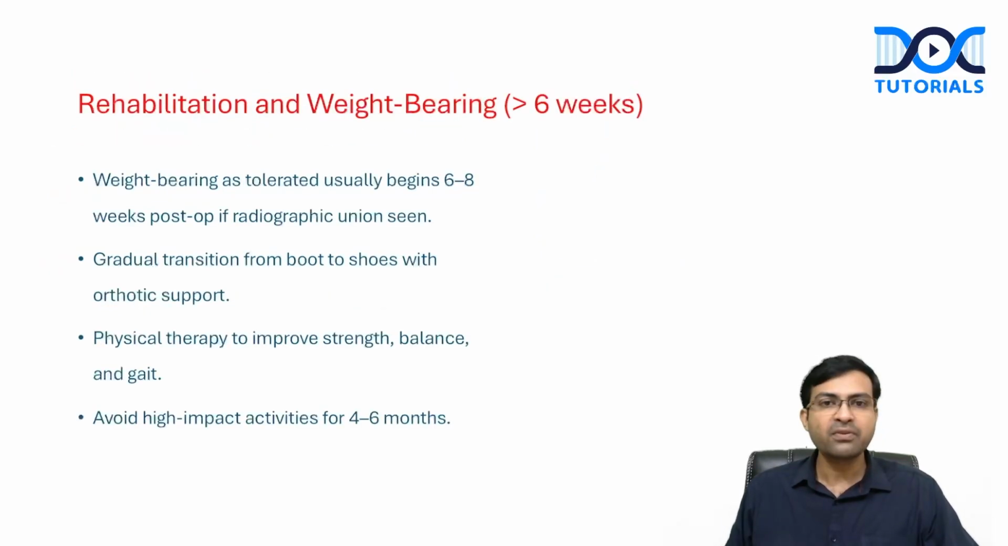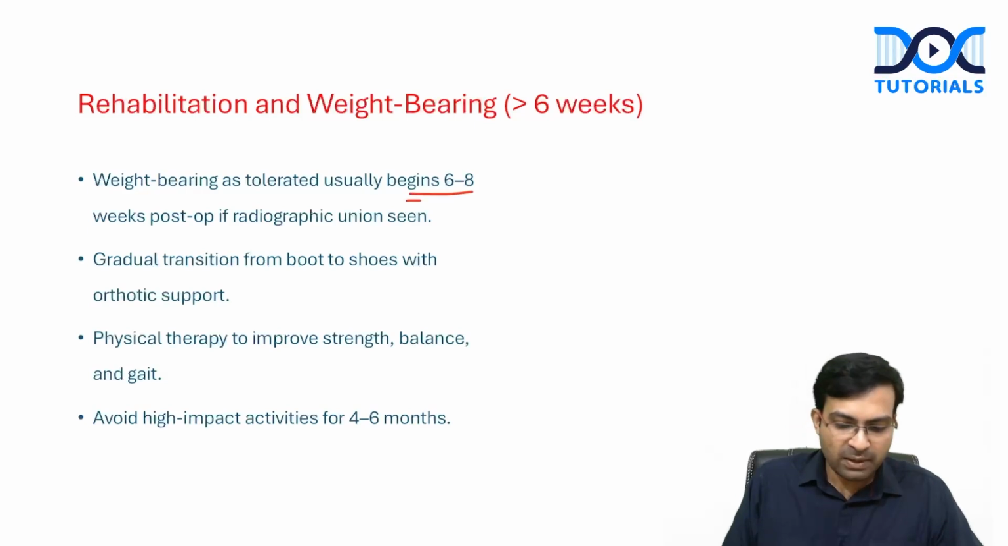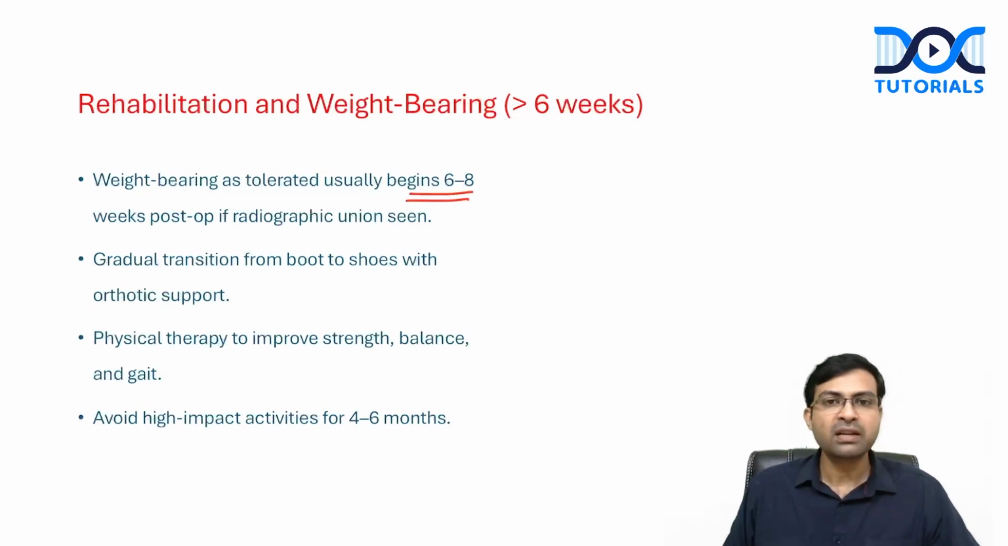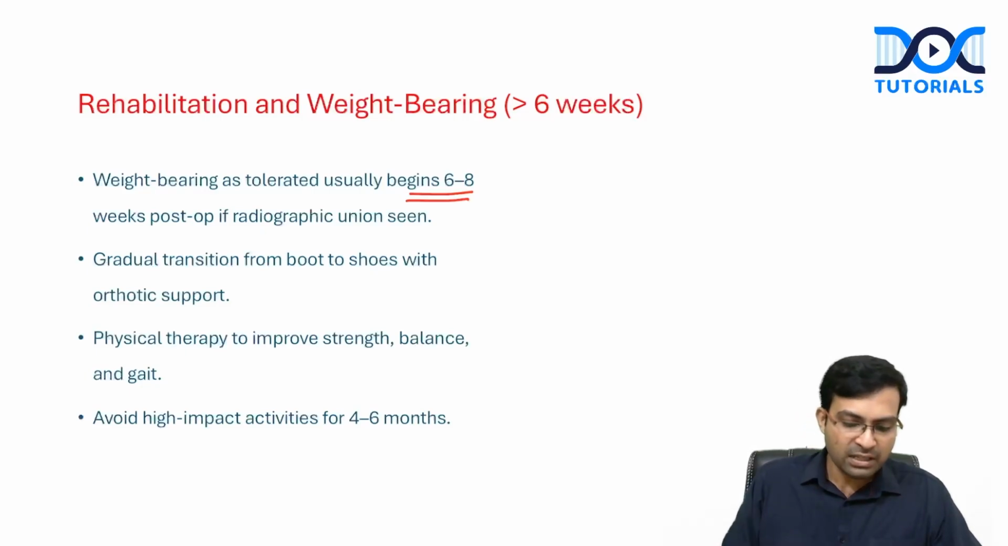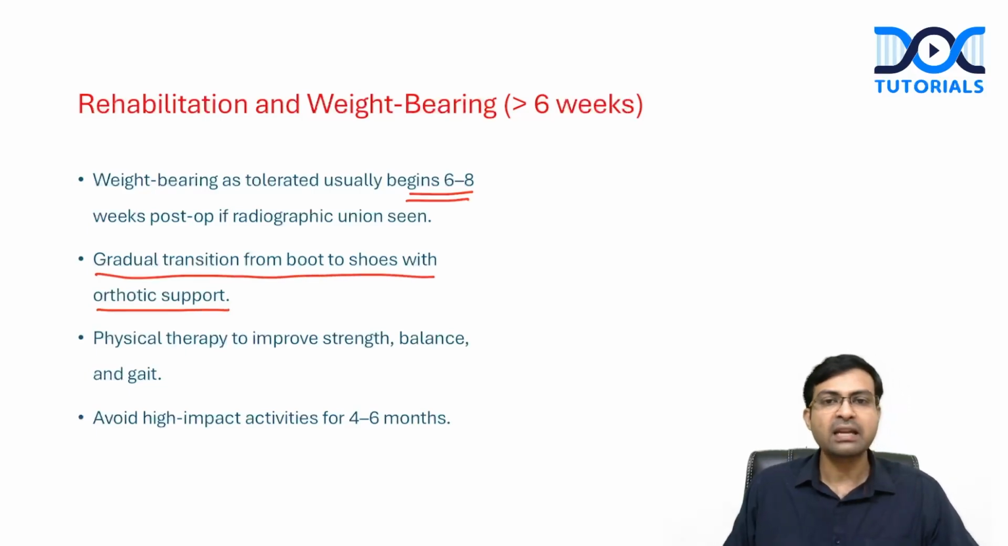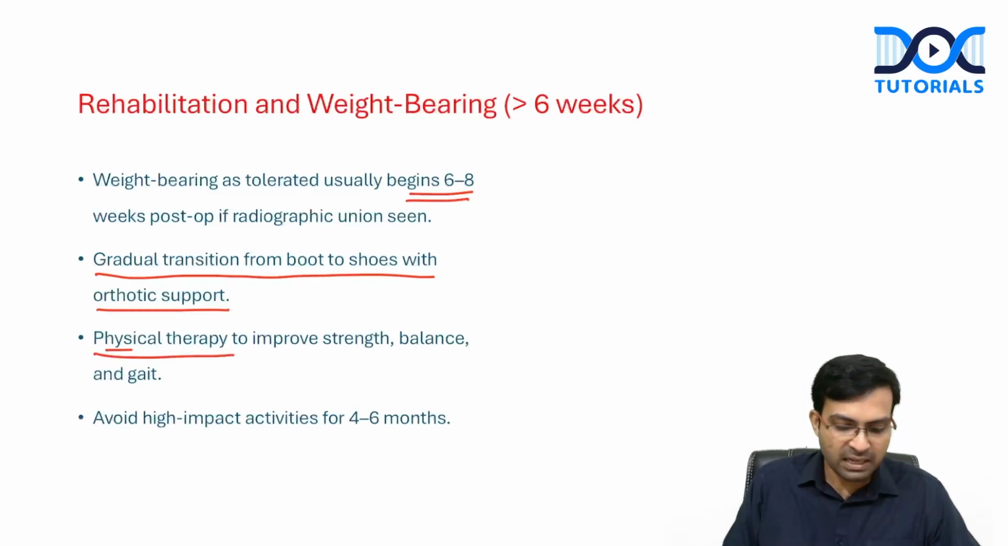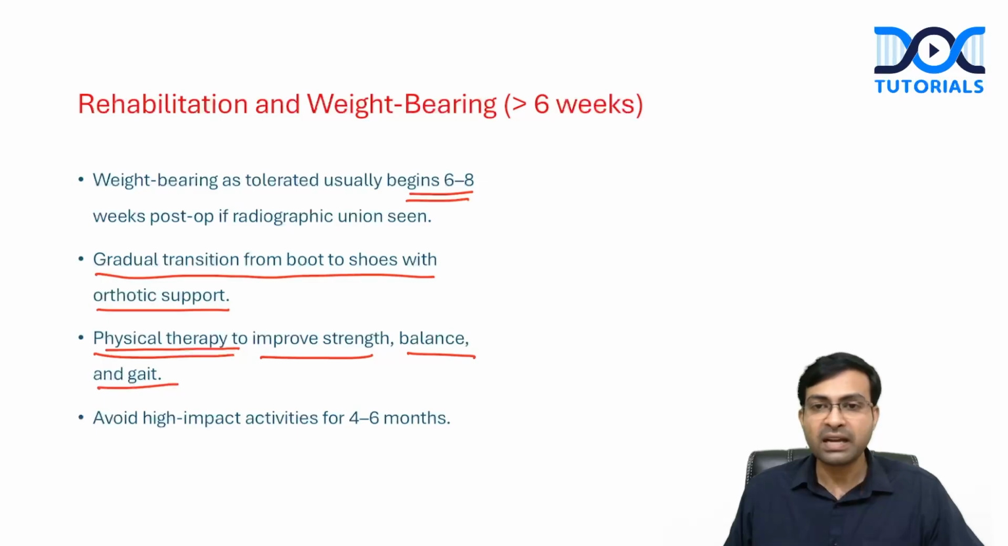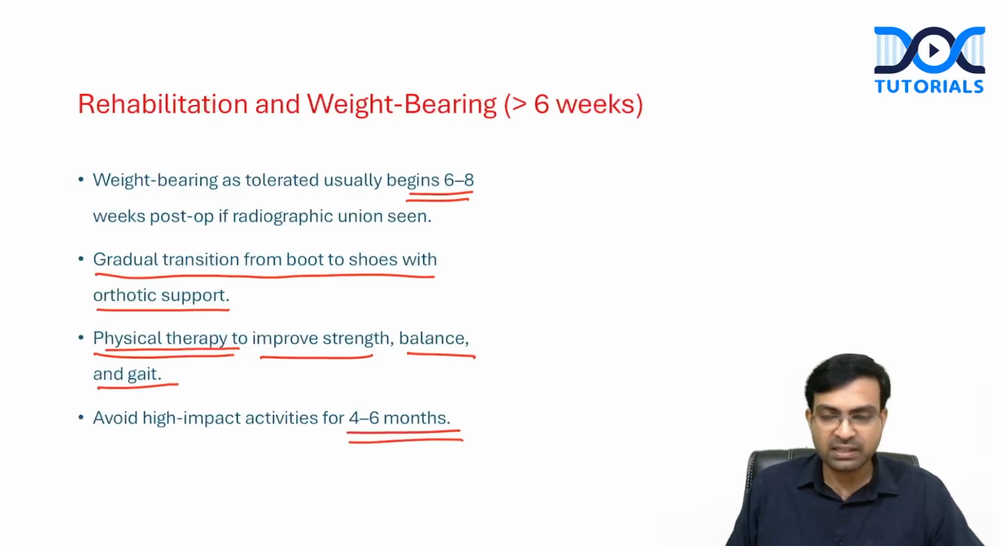can be started. After 6 weeks, low weight bearing is started. Initially, partial weight bearing with the walker support is started. Usually by 6 to 8 weeks, make sure that radiographically, X-ray wise, the arthrodesis fusion is progressing well. Now gradually you can transition from a boot to shoes with orthotic support, and at this time you have to start physical therapy to improve the strength, balance and gait, and the patient must be advised to avoid any high impact activities for a period of 4 to 6 months.